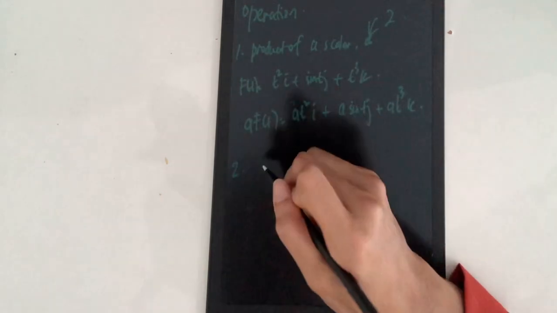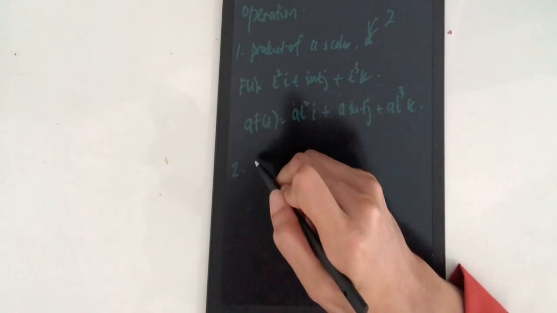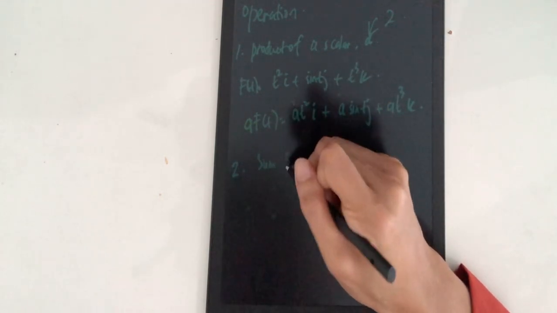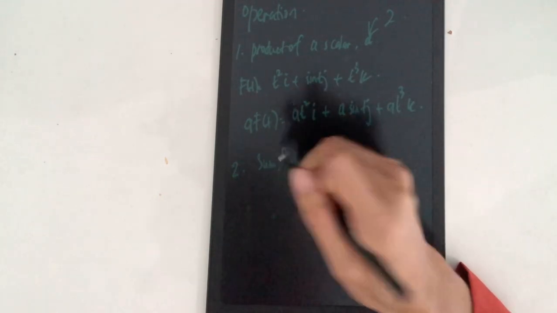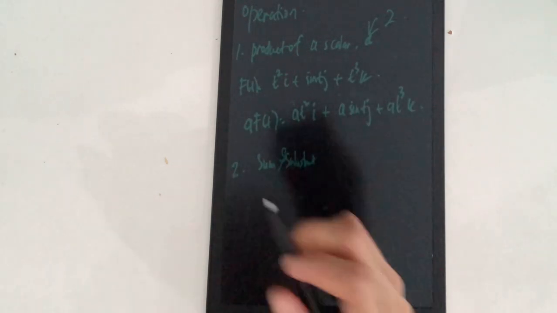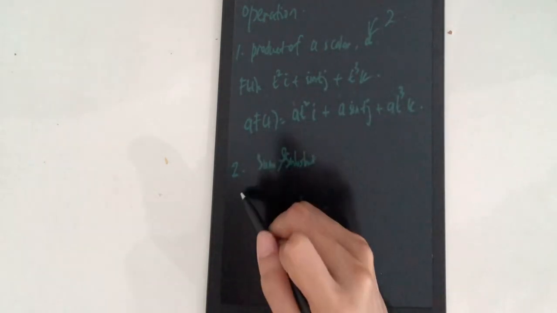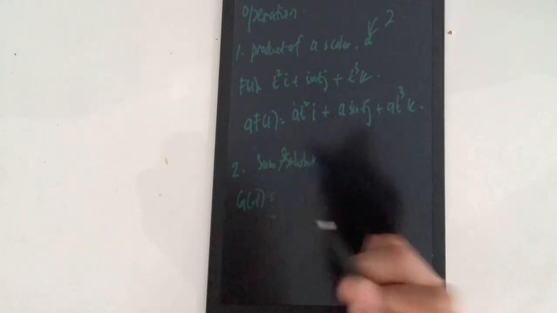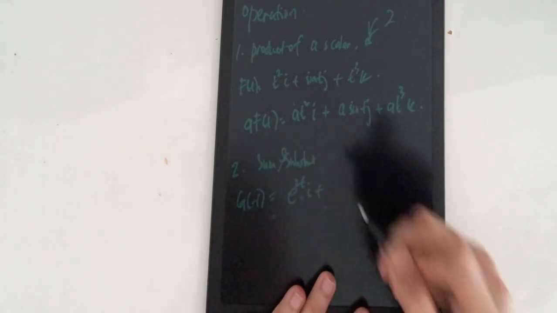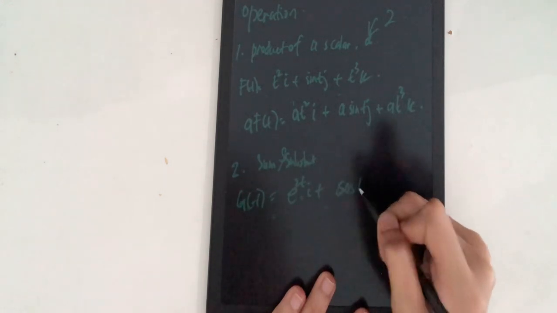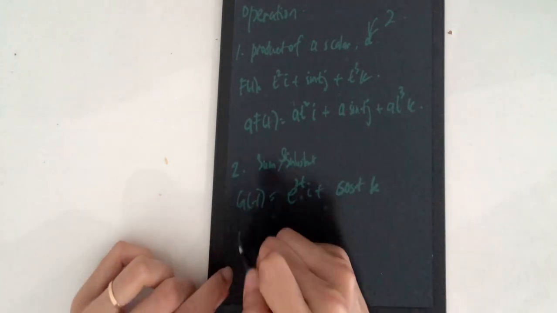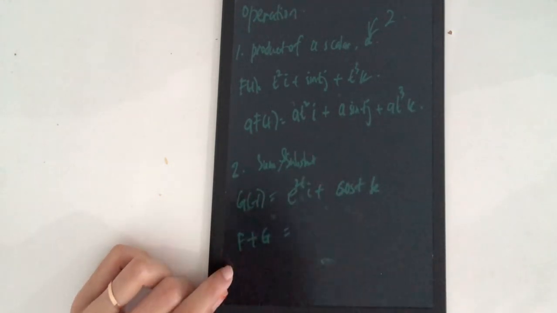And then we also have addition and subtraction, sum and also subtraction, plus minus. So you have, for example, this is your f(t). Let's say you have another function which is g(t). I give you your function g(t) is e to the t i plus cos t k. So the question asks you to find f plus g.